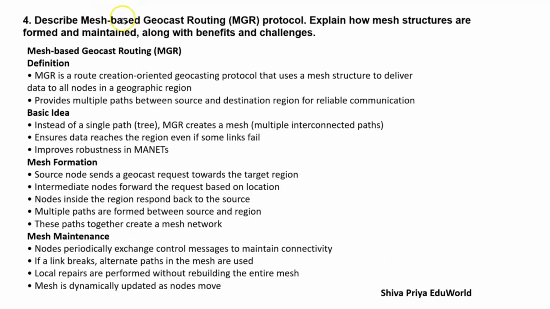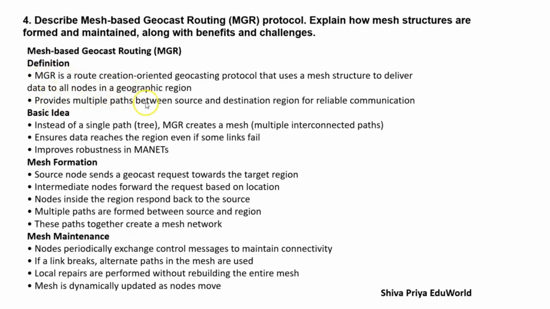Describe the mesh-based geocast routing, that is the MGR protocol. Explain how mesh structures are formed and maintained along with the benefits and challenges. Here, mesh-based geocast routing, MGR, is a route creation oriented geocasting protocol that uses a mesh structure to deliver data to nodes in a geographic region. Everything comes under geographic regions in this unit 3.